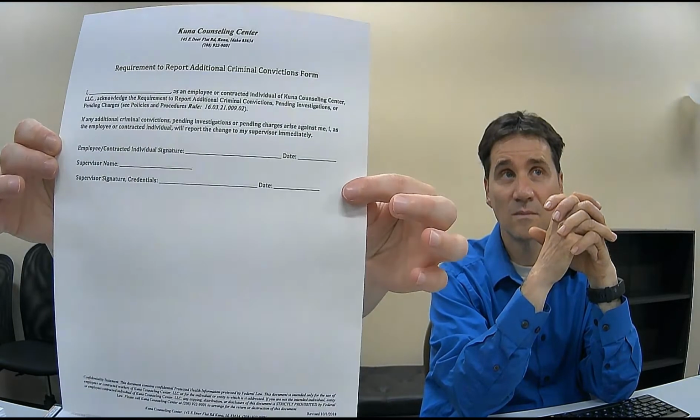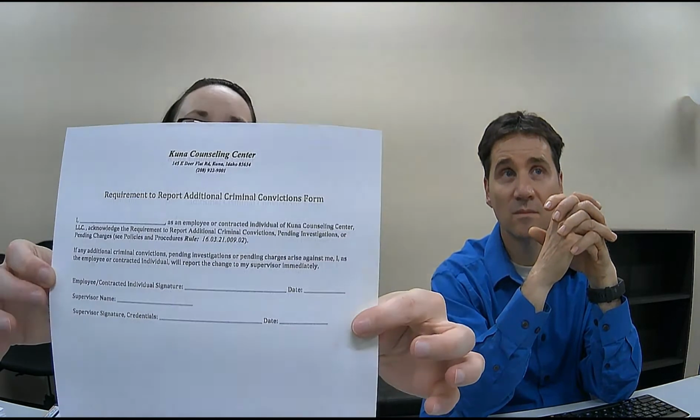With that being said, I am a notary of this department. I will need you to be present in front of me while I notarize your documentation for you. When we do that, you will also need to fill out a requirement to report additional criminal conviction form. You do need to sign this as well as completing the onboard application process online.